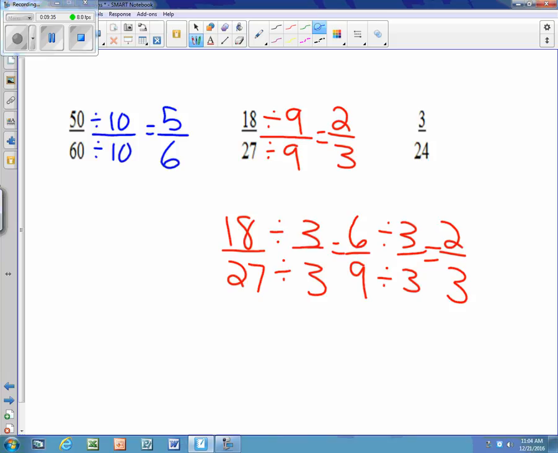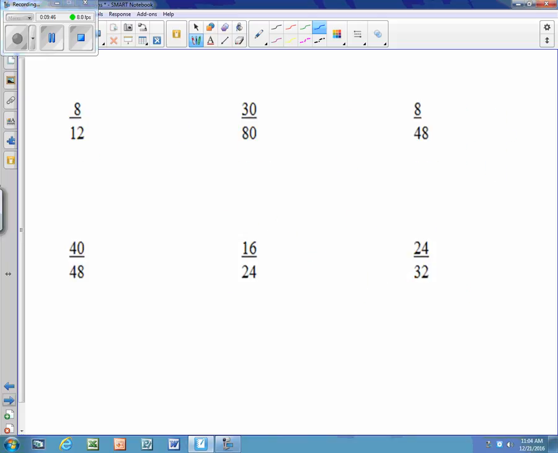So now I'm going to look at this last one. 3 can go into 24, so right away I know I can divide by 3. And I end up with 1/8. 8 and 12, well, I can divide them both by 4. And I end up with 2/3.